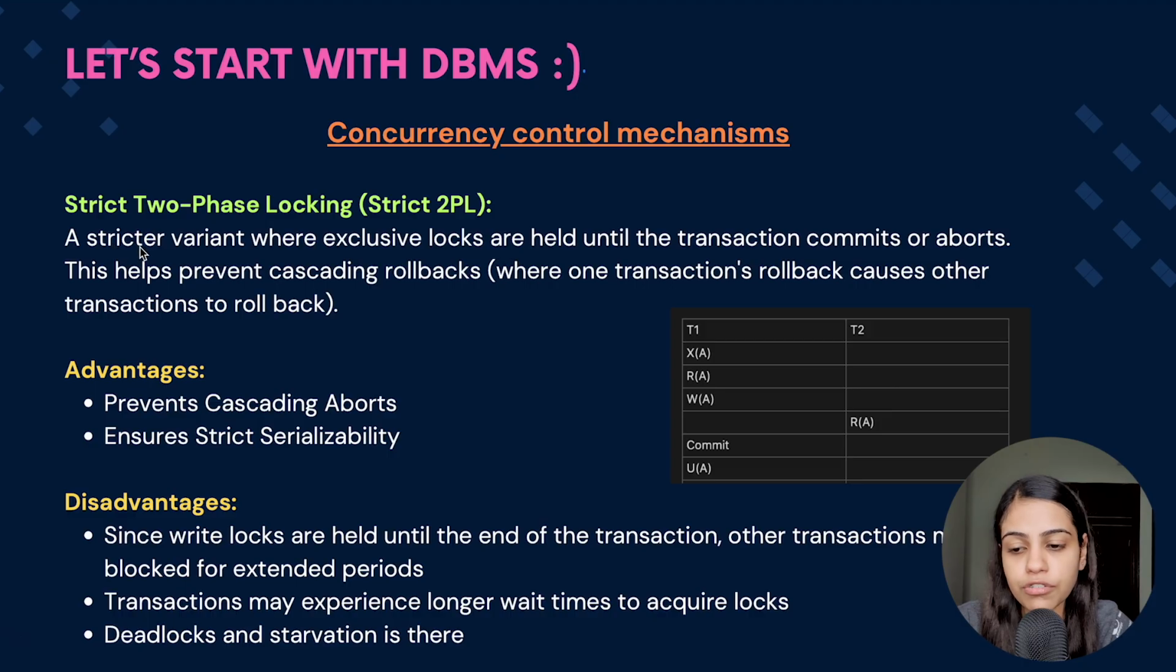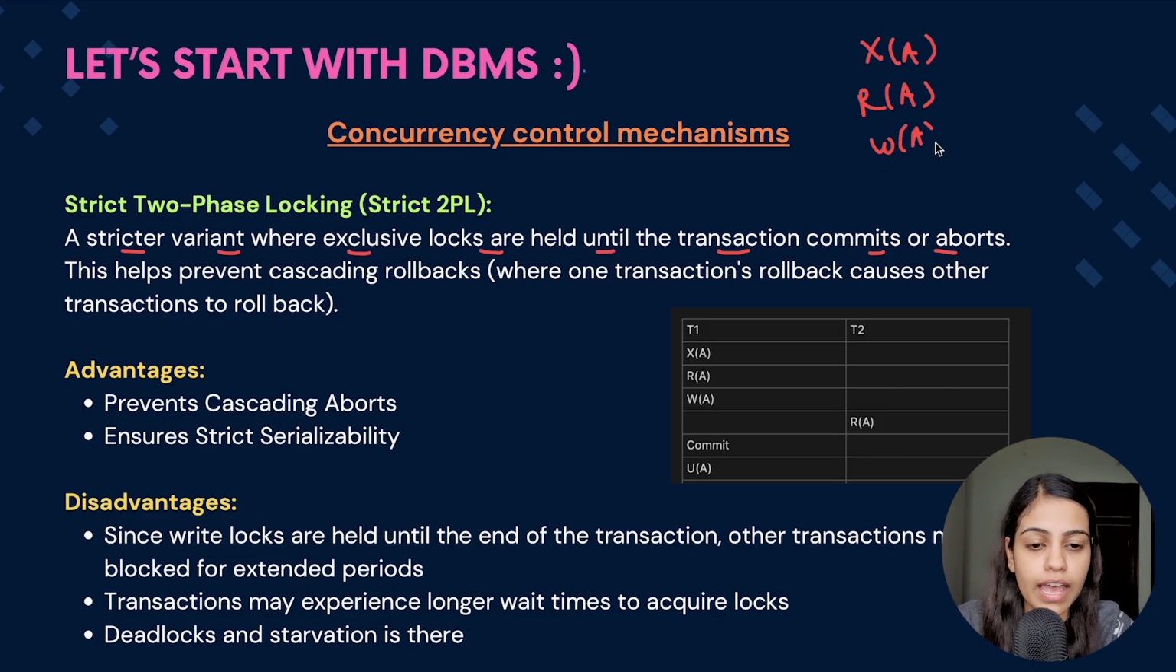So what is this strict two-phase locking? A stricter variant where exclusive locks are held until the transaction commits or aborts. So as part of exclusive lock we do a read as well as write operation, and as part of shared lock we only do a read operation.